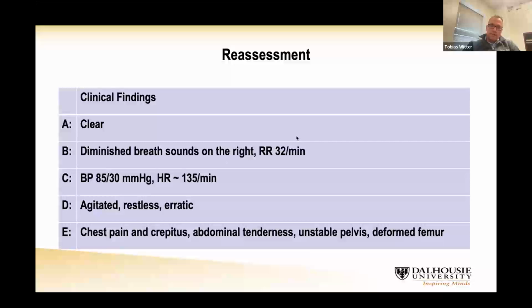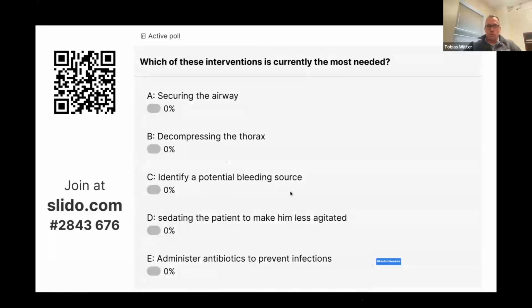In our patient, when we reassess him now, a couple of minutes later, the airway remains clear. Now we have diminished breath sounds on the right, and our respiratory rate has gone up a little bit. Blood pressure is a little bit lower than it was before. Heart rate's a bit higher. He becomes more agitated and restless and erratic. And now has chest pain and crepitus and abdominal tenderness. We also figured out that he has an unstable pelvis and a deformed femur. So my question to you is, I have a list of a bunch of interventions. Which one of these interventions is currently the most needed?